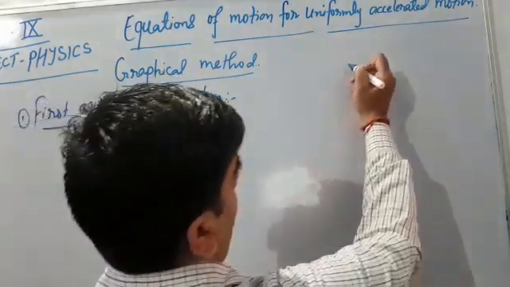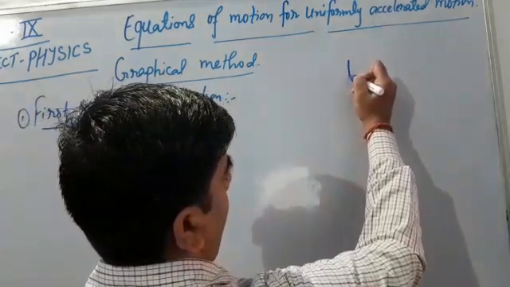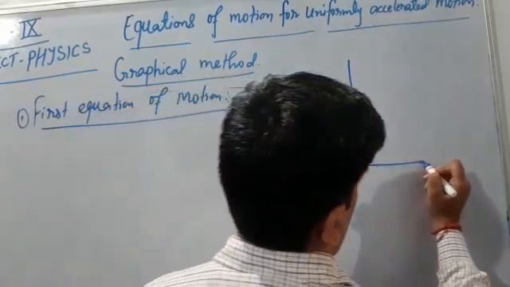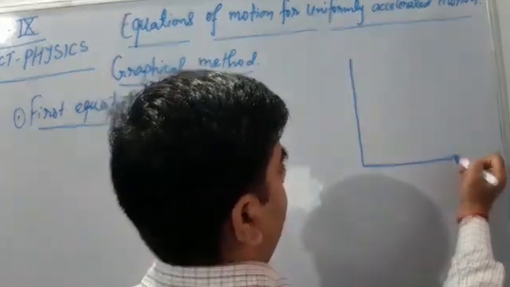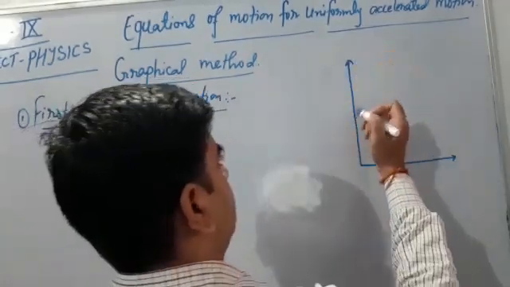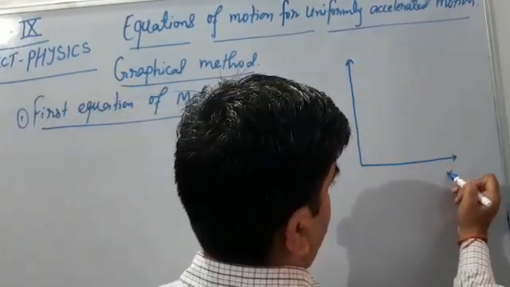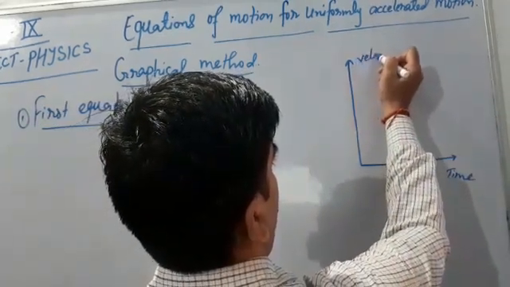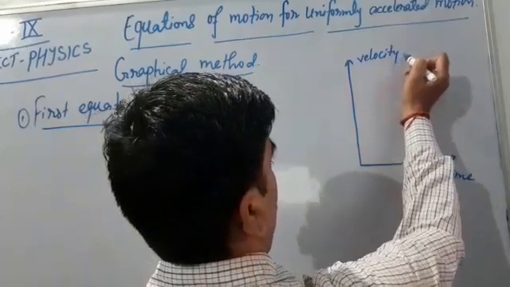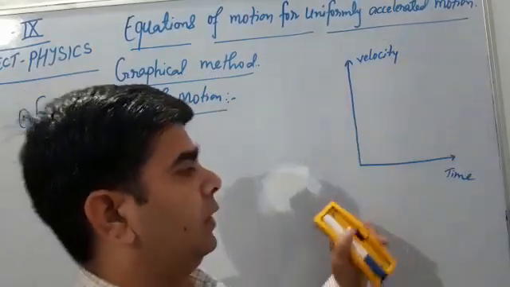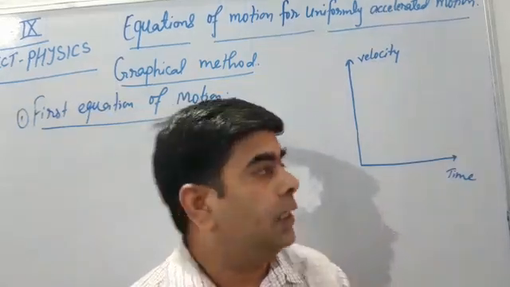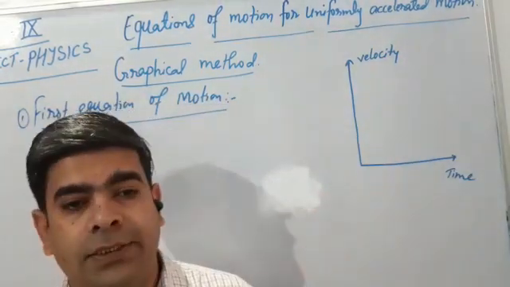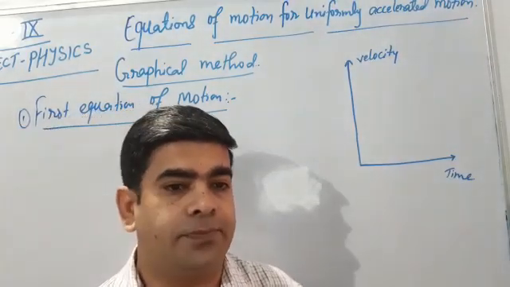So for this, first of all, we have to plot a graph. This one is a velocity-time graph, with time on one axis and velocity on the other. So consider the motion of a body moving in a straight line with increasing velocity.